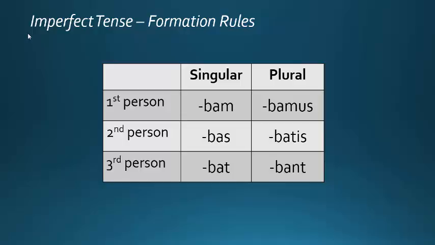Remember that personal endings tell you who's doing the action. So if your verb ends in bam, you know I was doing the action. If it's bamus, we were doing the action. Let's take a look at a couple of these conjugations.